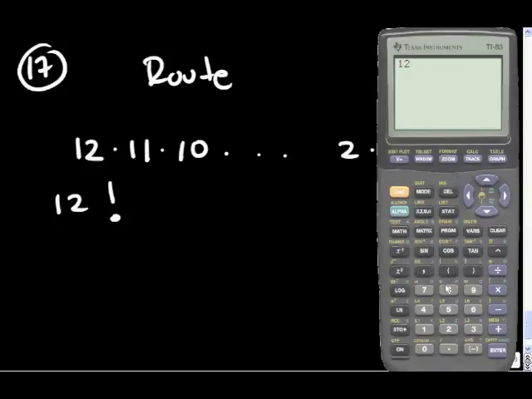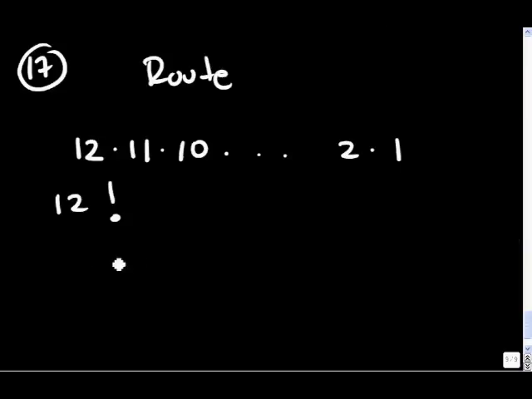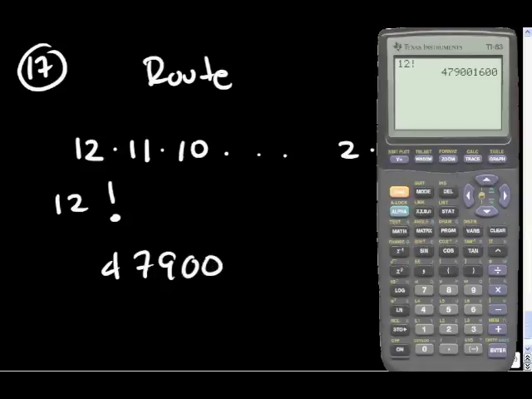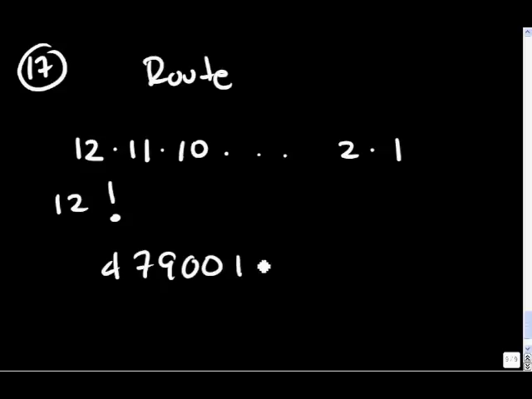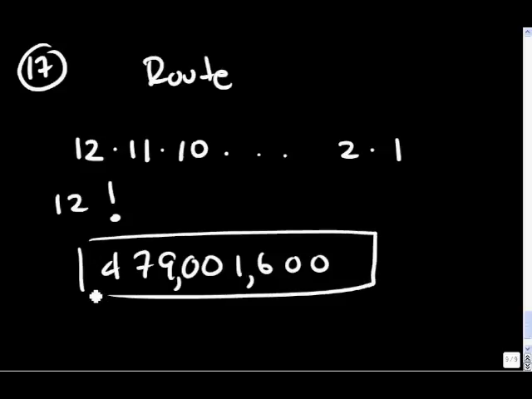12, math, PRB, factorial, and we find this huge number. We'll figure out what this number is. 479 followed by 2 zeros, 16 followed by 2 zeros. Looks to me like there's 479,001,600 routes.